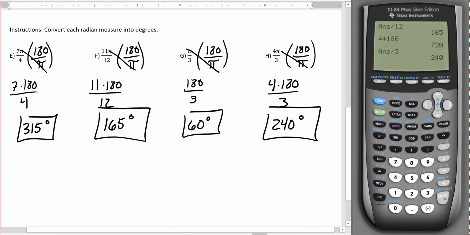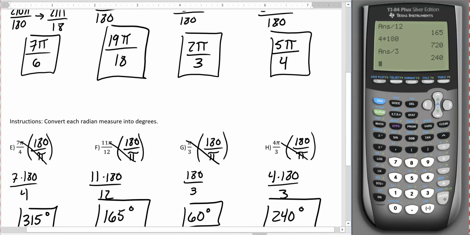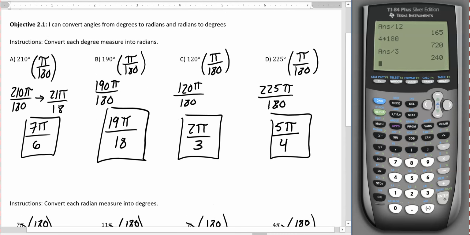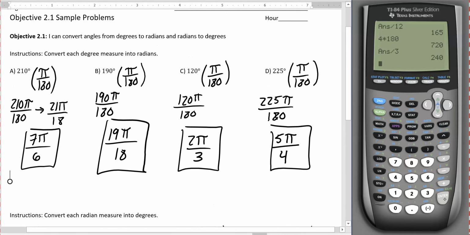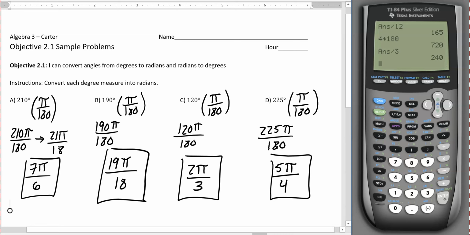And there's some samples for how we can convert from radians to degrees and degrees to radians. Hopefully we're feeling confident with these. If so, go ahead and get started on those practice problems. You can always reach out and ask a question as well.